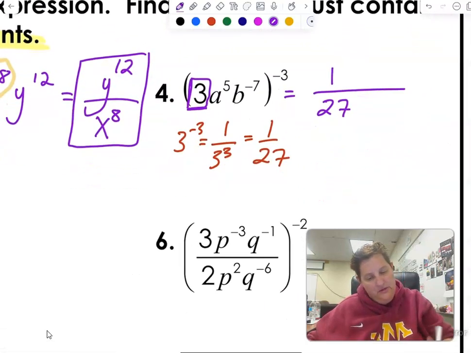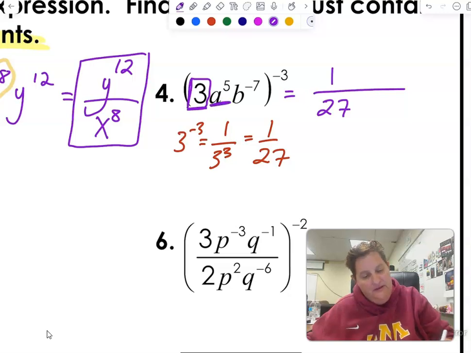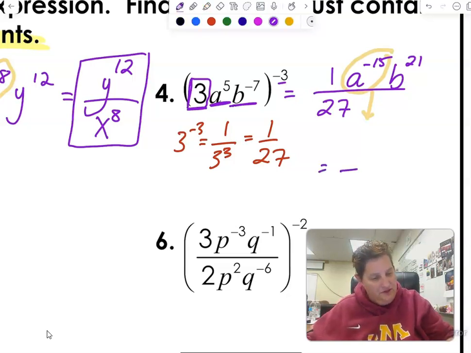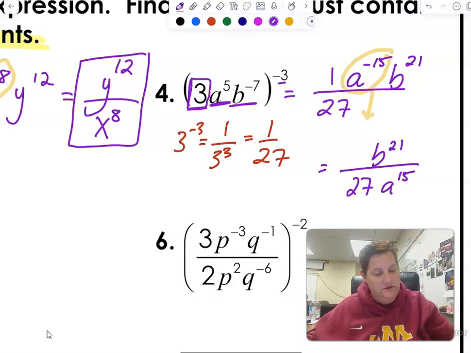Now, when I do this next part, a to the 5th to the negative 3, when I multiply that, it's a to the negative 15, and then b to the negative 7 to the negative 3 is b to the positive 21. And again, just remember, anything with a negative exponent needs to get moved down. So I'll actually write this as 27 a to the 15th on the bottom, and b to the 21 on the top.